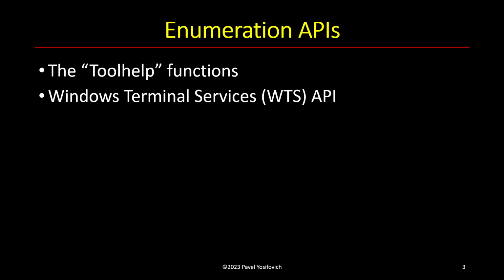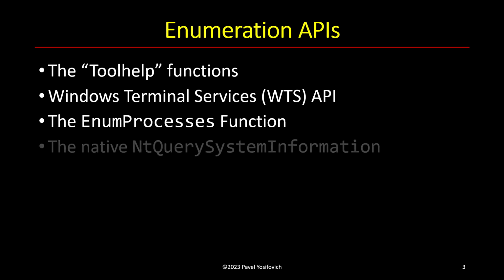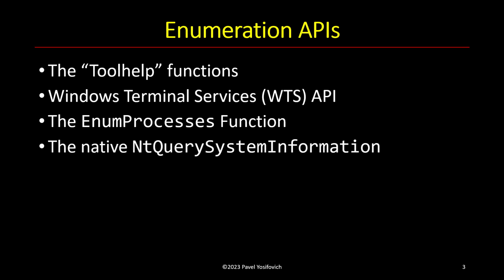Then there's another API called the Windows Terminal Services API, and although this hints at the fact that this is used for a terminal services environment where you have multiple sessions perhaps running on the same system, this API actually works on a normal local machine even when there are no terminal services connected at all. And then finally there's the EnumProcesses function, which is like a bare minimum function that only provides process IDs. And as the last example, I'll also show you how to use the native undocumented NtQuerySystemInformation to get more details about processes than any of the other APIs really.